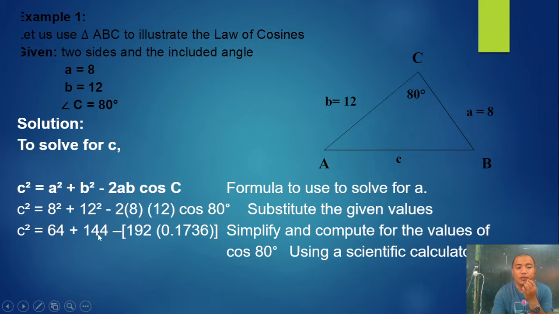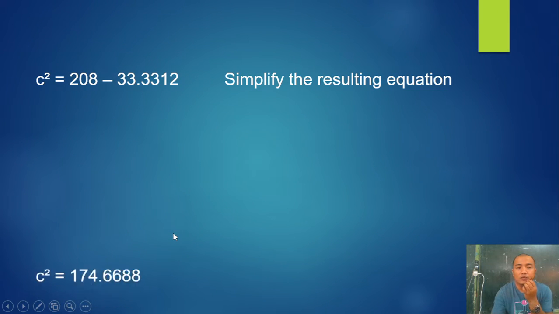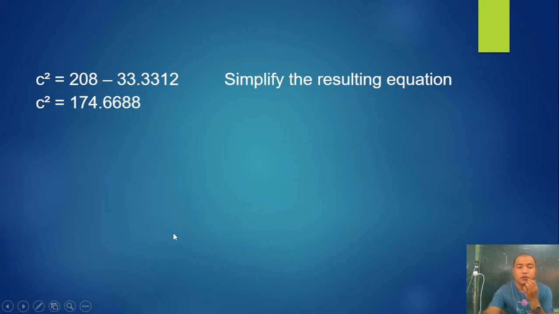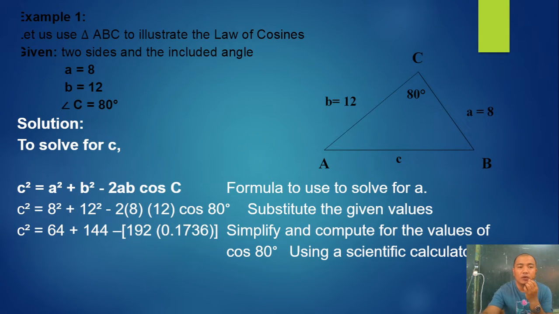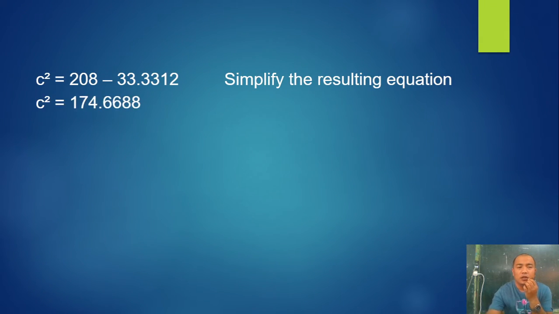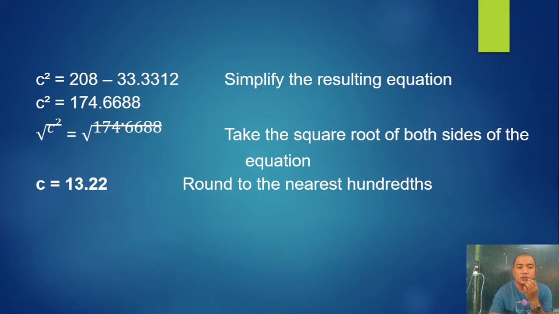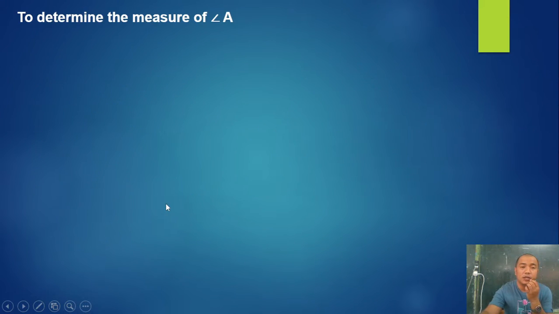Then we have 64 plus 144 minus the product of 192 times cosine 80. Then subtract. 208 is the sum of 64 and 144. Then we have 174.6688. Get the square root of both sides. Therefore, c is 13.22, rounded to the nearest hundredths. That's the measure of side c.